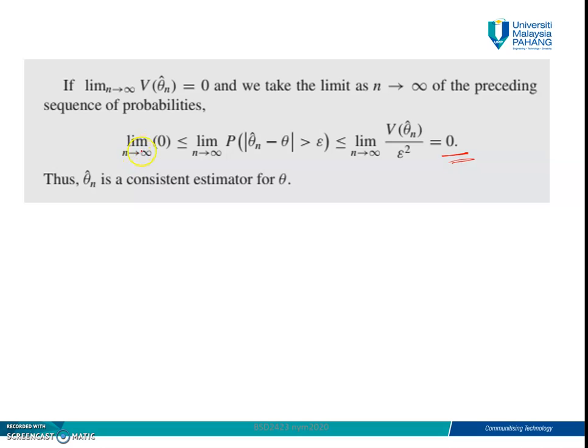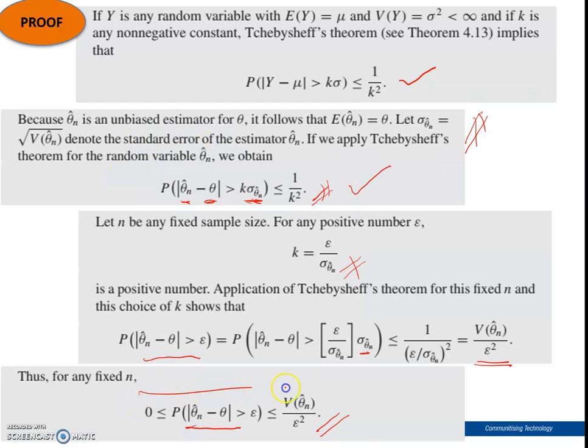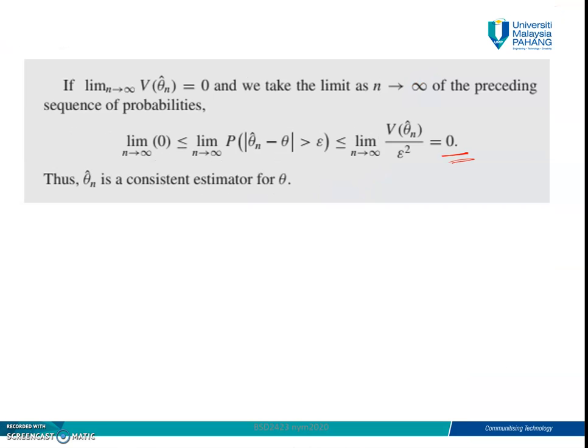Okay, so if you can see here, you take the limit for all. From this equation, take the limit for each, and then the limit here is 0. When n goes to infinity, this one becomes 0. And here when n goes to infinity, you will get 0. Therefore, theta hat n is a consistent estimator for theta.